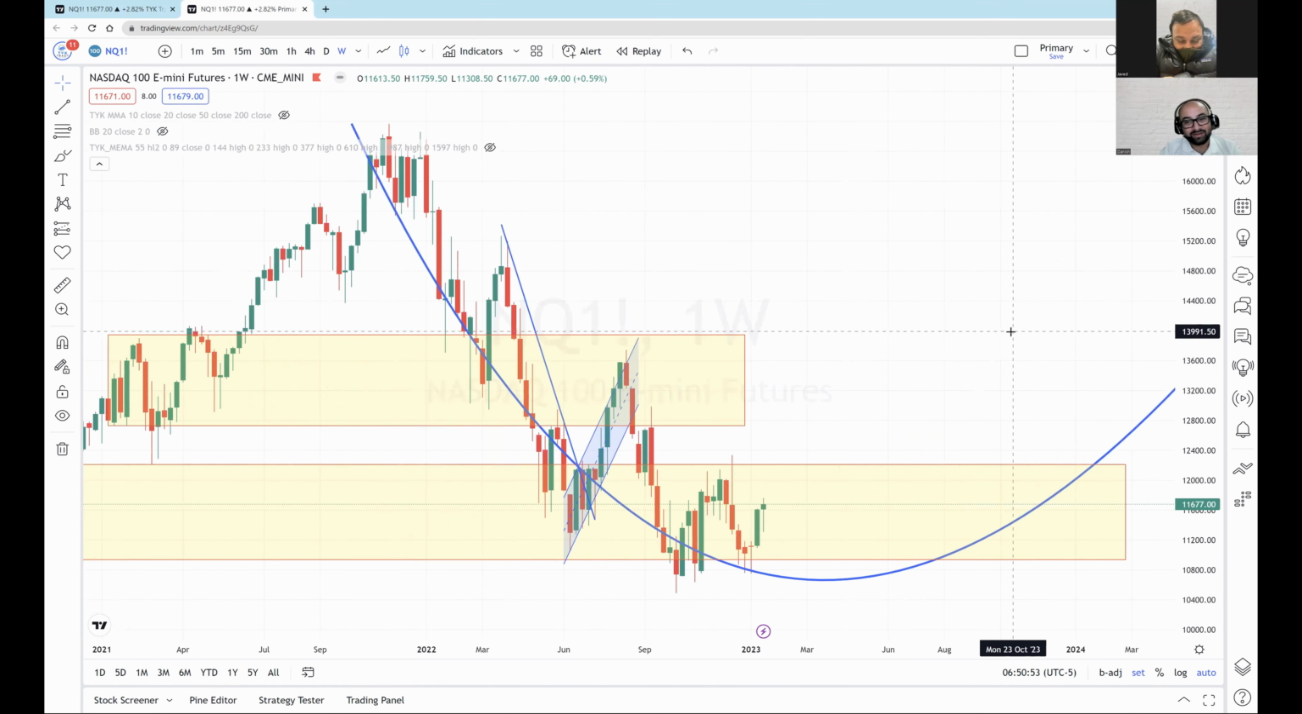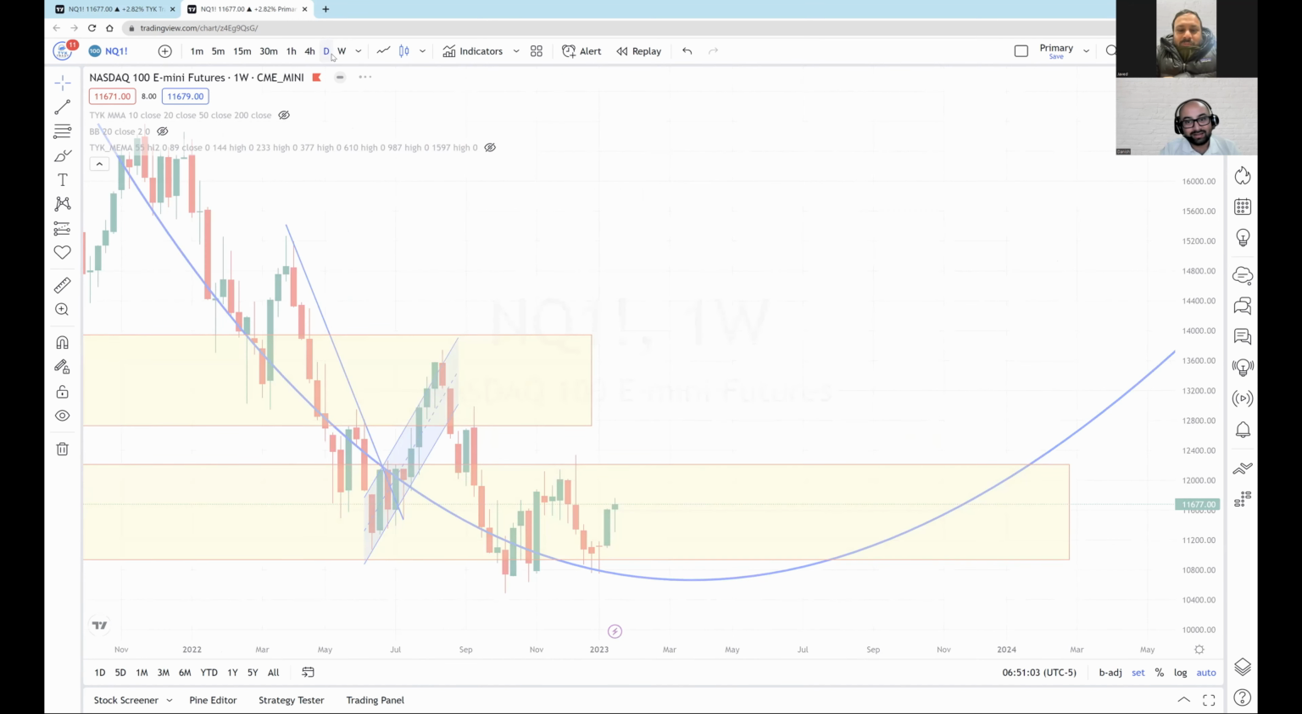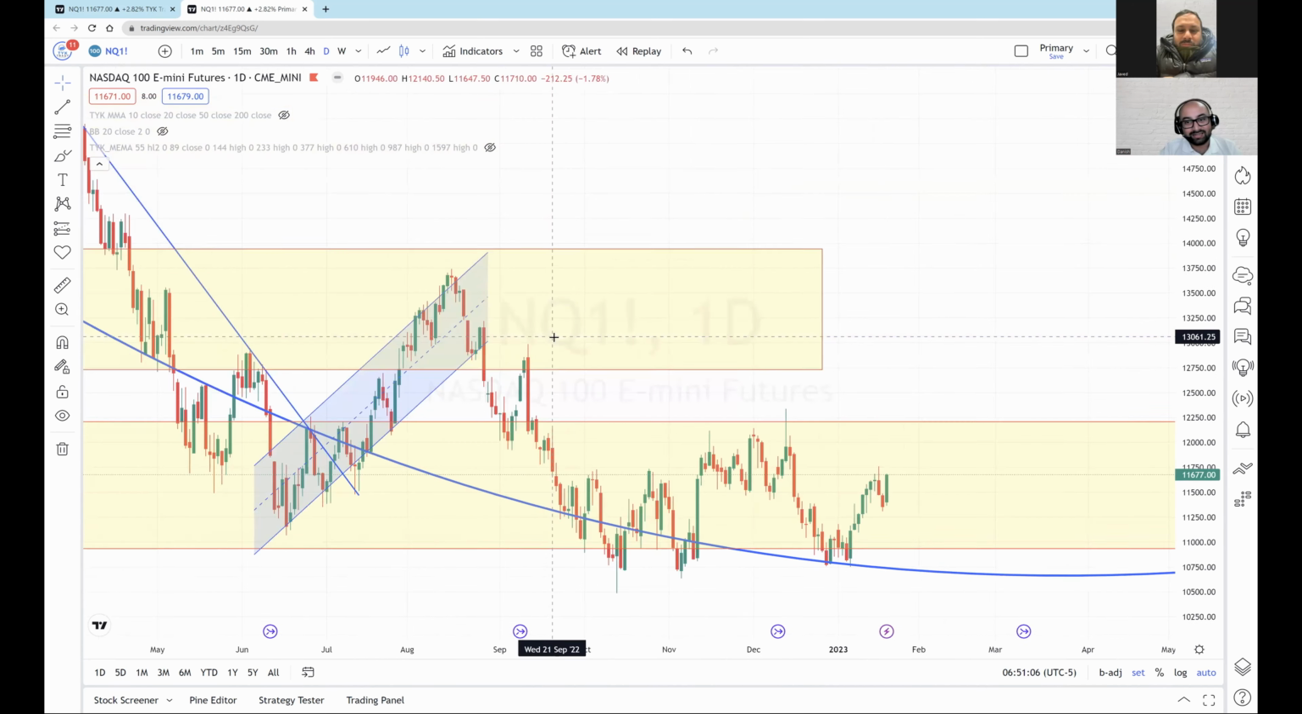And that's where we are. Slow and steady, just tagging along this line. And this week, if I were to show you the day chart, you will see it test that line.